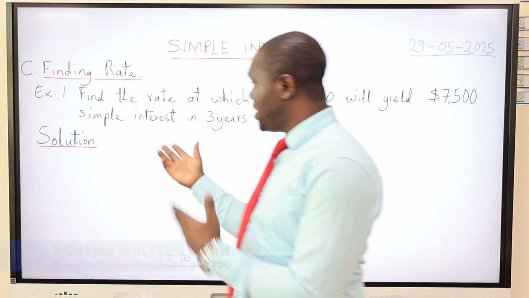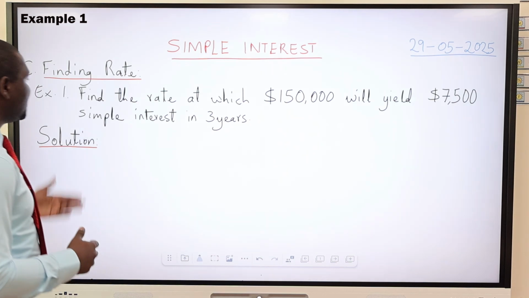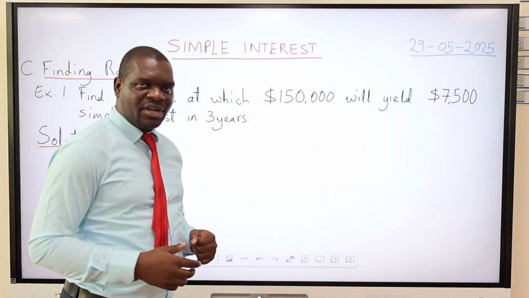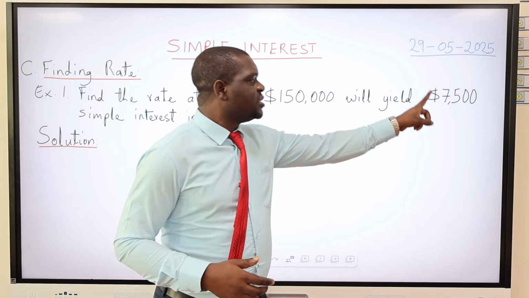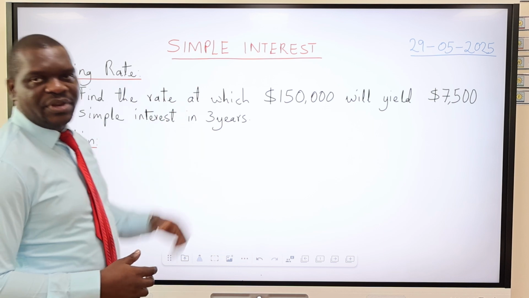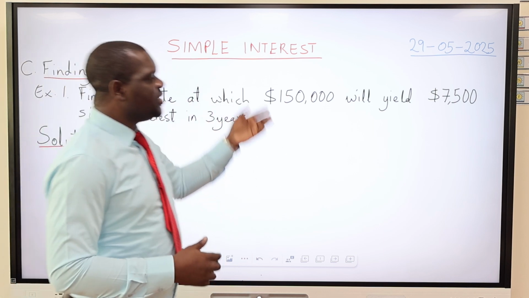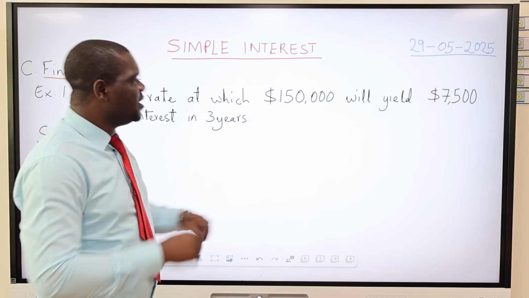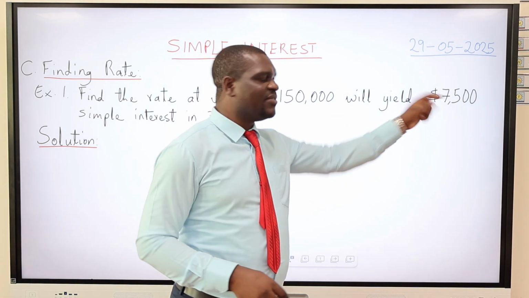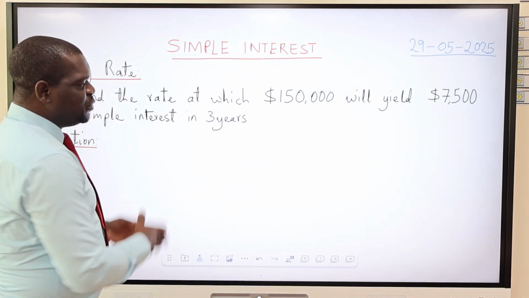This is our first example on the board on how to find rate, and it says find the rate at which $150,000 will yield $7,500 simple interest in 3 years. So what is that rate at which they have calculated the interest on 150,000 so that that interest is 7,500 within 3 years? What do you do?